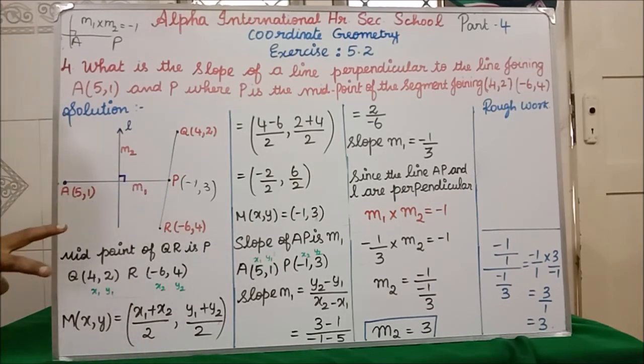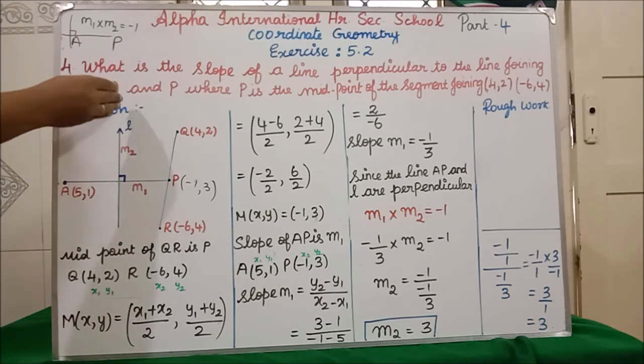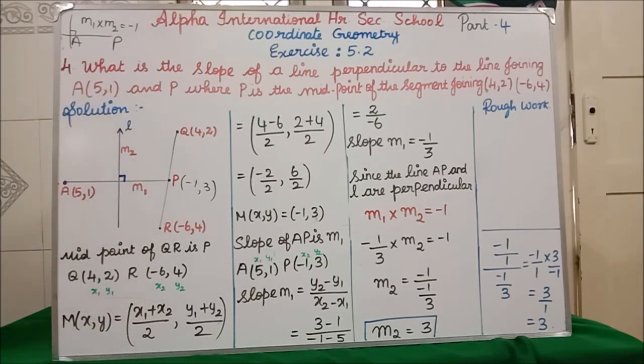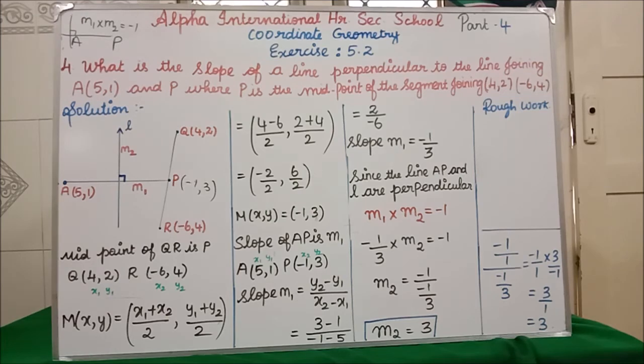Perpendicular means you will have two slopes. This is our m1 slope and this is the m2 slope. Now, perpendicular means what is the formula? m1 into m2 is equal to minus 1. I have told you, isn't it? So m1 value is equal to minus 1 by 3.